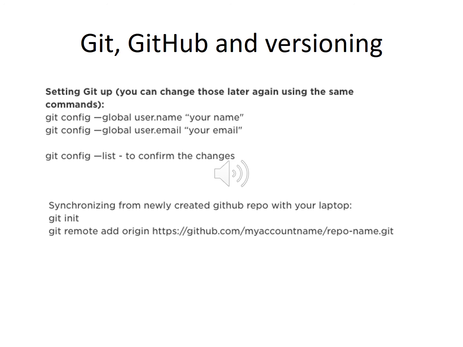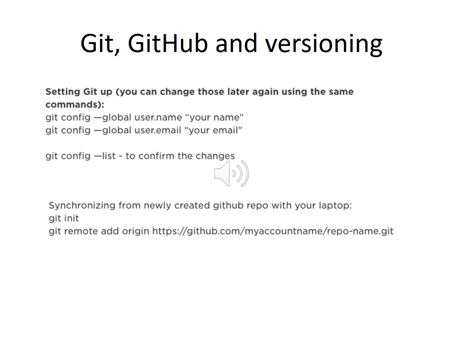Then the next thing you can do is set up the origin. Setting up the origin means you're letting the Git environment on your computer know the web address of the repository that you just opened at GitHub, so it knows where to push the code and where to pull the code from.